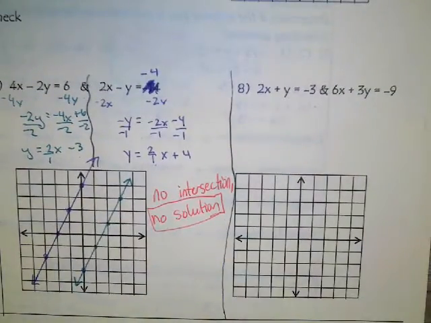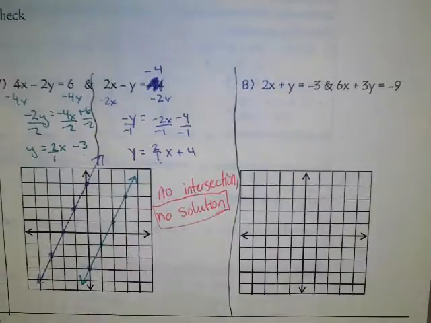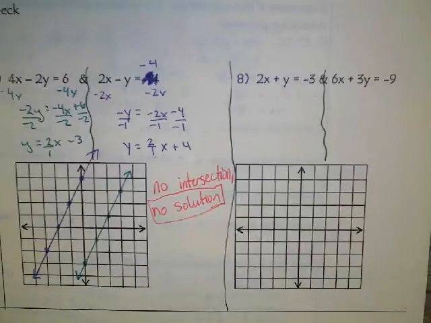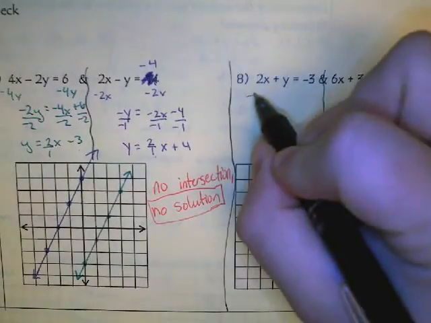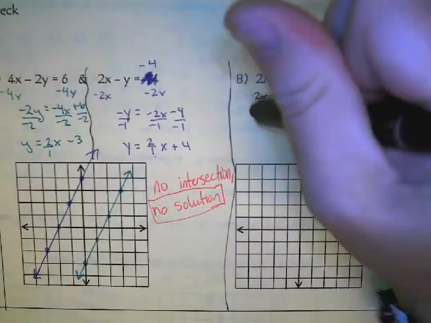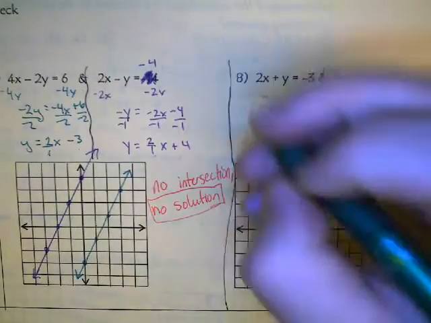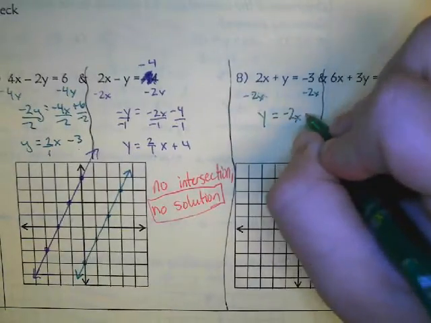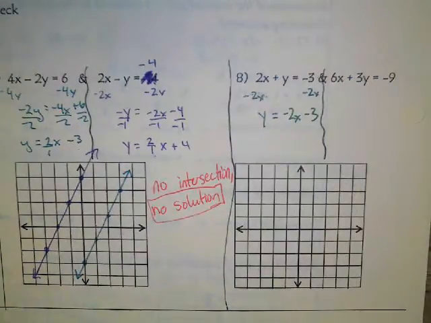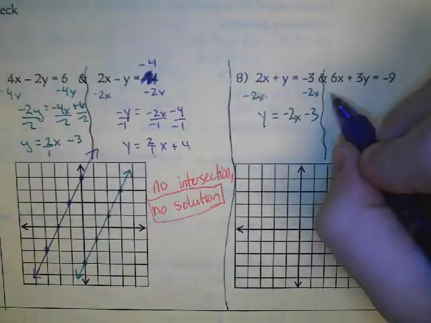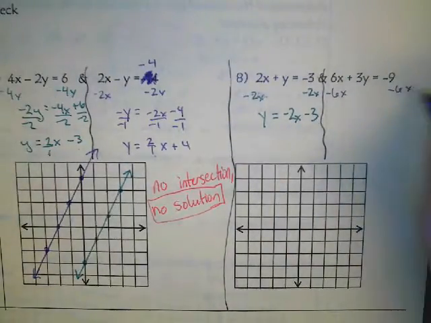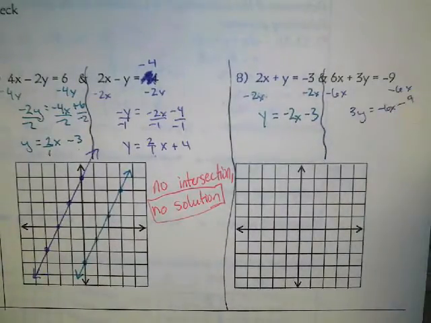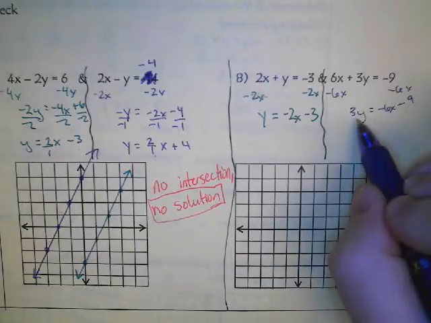Now let's look at number 8. So first thing we want to do is get both lines into our y equals mx plus b form. So I'll subtract 2x from both sides. We'll have y equals negative 2x minus 3. Now let's do this to the other one. Subtract 6x from both sides. And we'll get 3y is equal to negative 6x minus 9. Divide everything by 3.